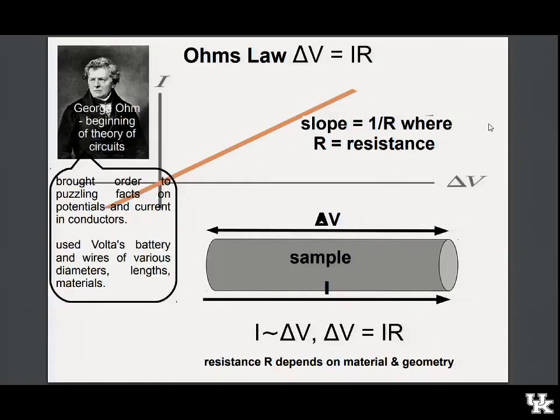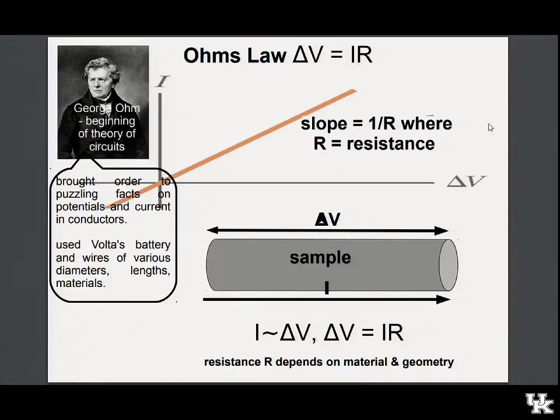The greater the resistance, the lesser the current will be. So if you apply a voltage to something with high resistance and low resistance, you'll get a large current in the low resistance material or wire. You'll get a small current in the high resistance material or wire. So that's what this little relationship says here. I can show you what he discovered.